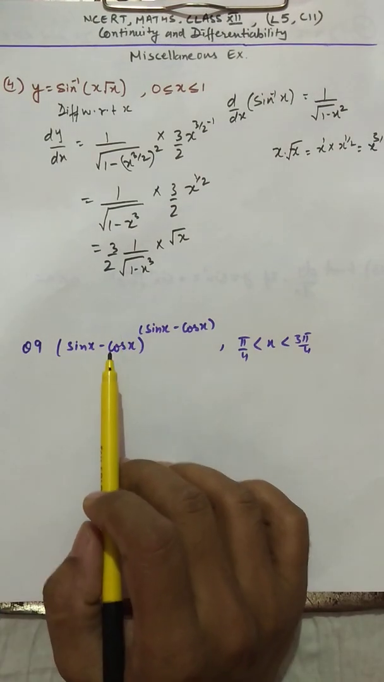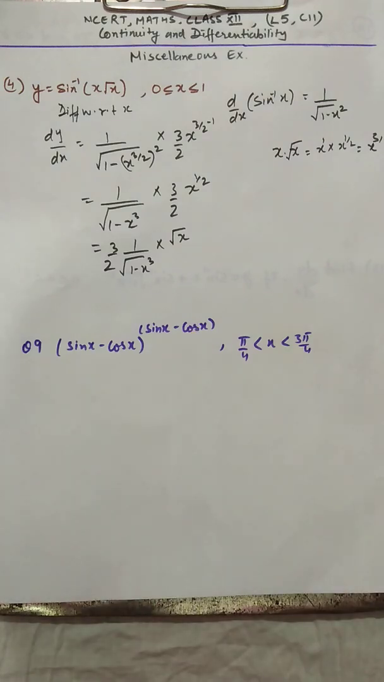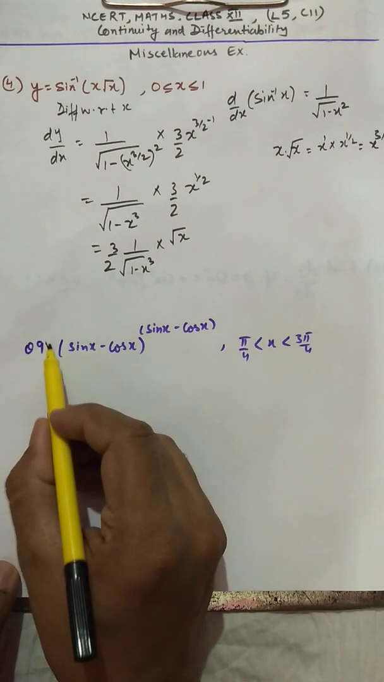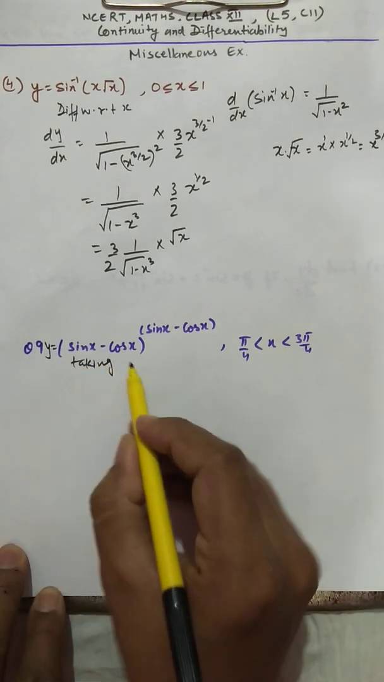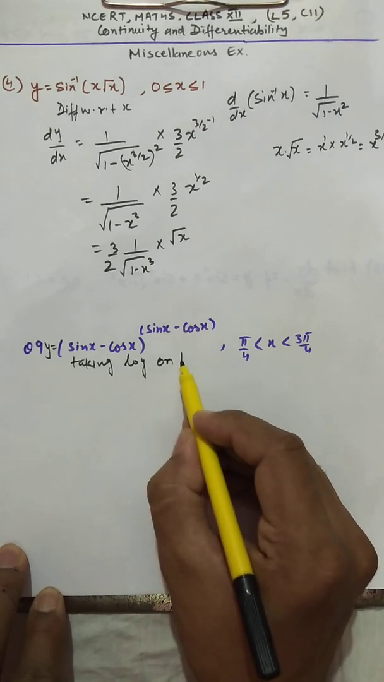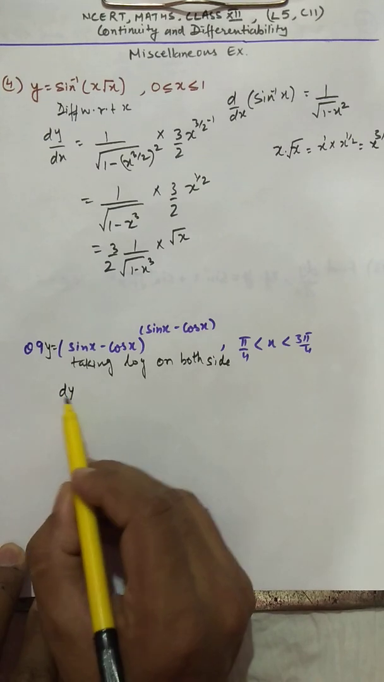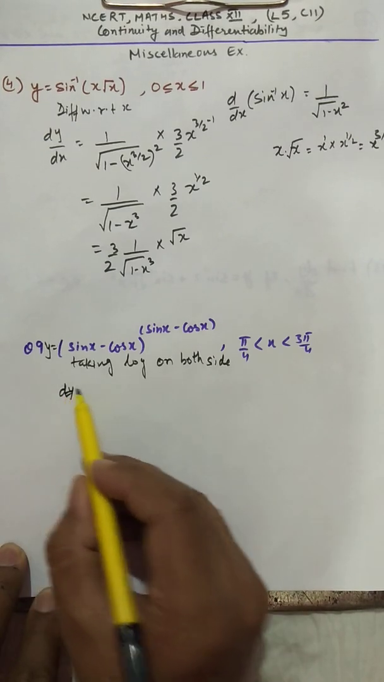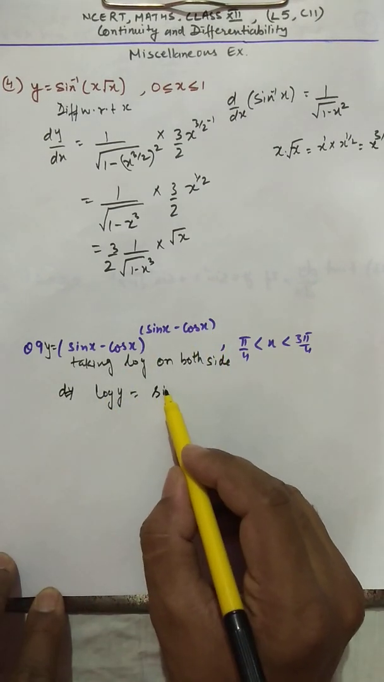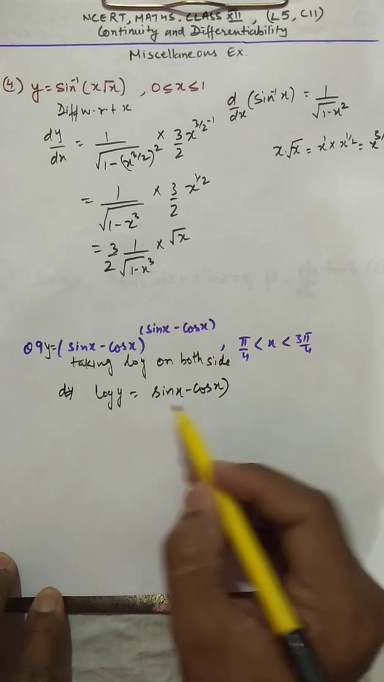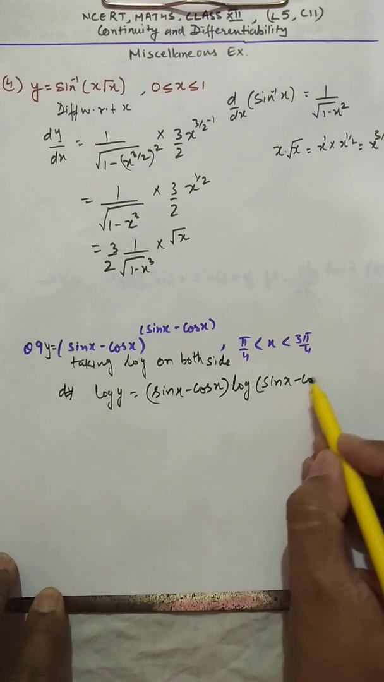Now come to question number 9. You can see we have functions as exponents, so this question has to be solved with the help of log. So I'm taking log on both sides. You first take log, then we'll take dy by dx. So this will become log y, and this power will come down, sin x minus cos x, and this will become log of sin x minus cos x.